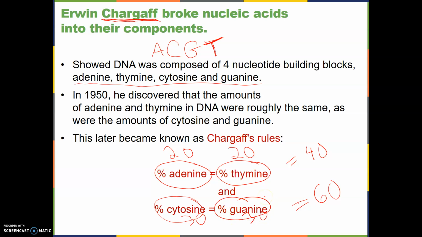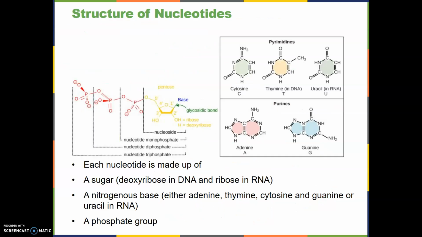So in other words, he found out that the percent of adenine was always equal to the percentage of thymine, and the percentage of cytosine was always equal to the percentage of guanine. So if you know the percentage of one of the nucleotides, then you can figure out the percentage of the rest. But what this told us is it gave us a clue as to how DNA is arranged in its double helix shape.